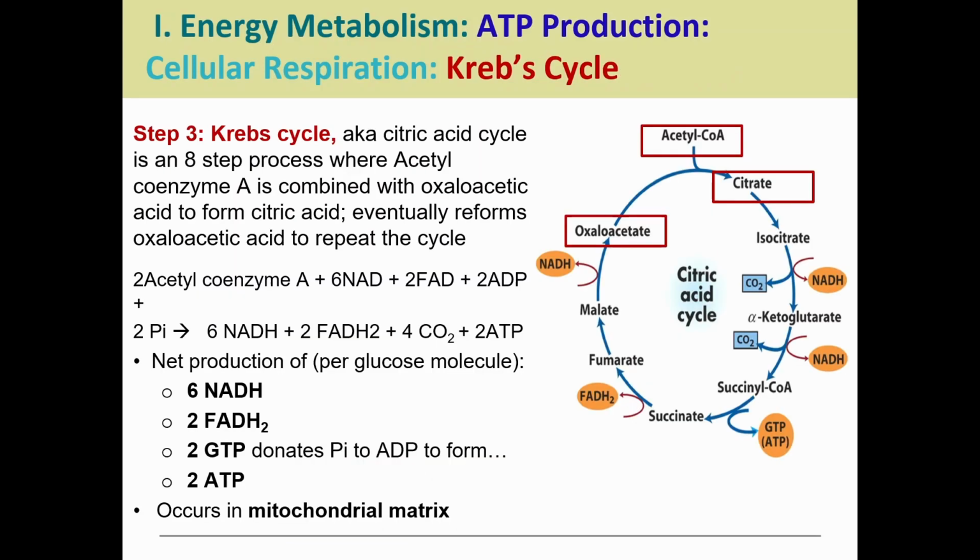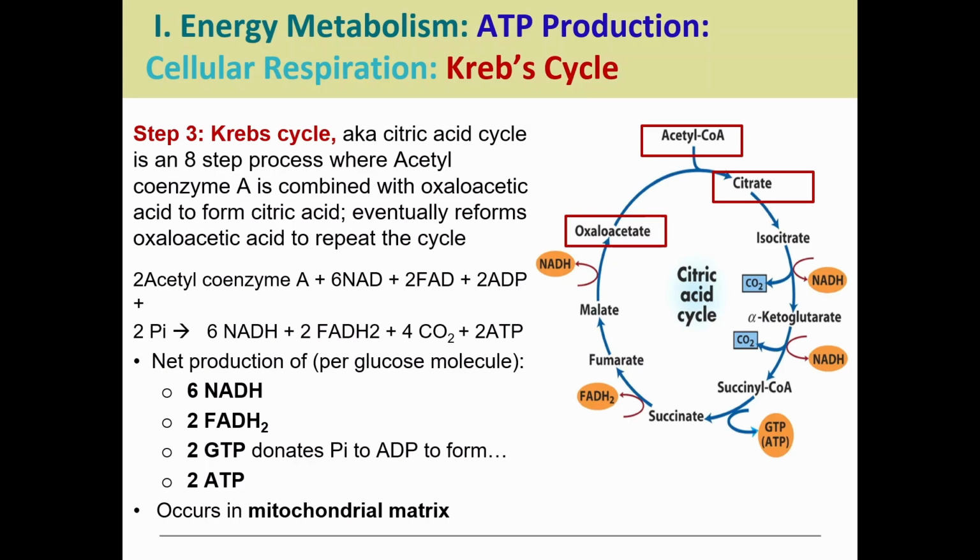Now that we have acetyl-CoA, we can enter into the Krebs cycle. We call it a cycle because things are going to be recycled, right? This is an 8-step process. And again, do not look at this picture and go, oh no, I have to remember citrate to isocitrate to ketoglutarate. No, I'm not worried about that.